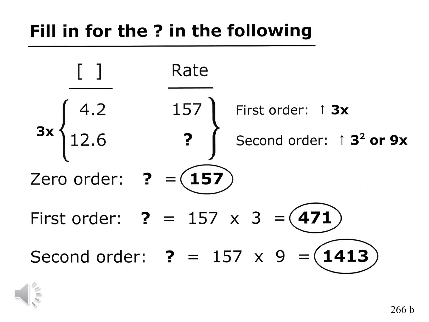We showed in the last class that for each order, the rate changes differently when you change the concentration. If the reaction is zero order, the rate doesn't change. If the reaction is first order, the rate goes up by the same factor as the concentrations. And if the reaction is second order, the rate goes up by the square of the ratio of the concentrations.